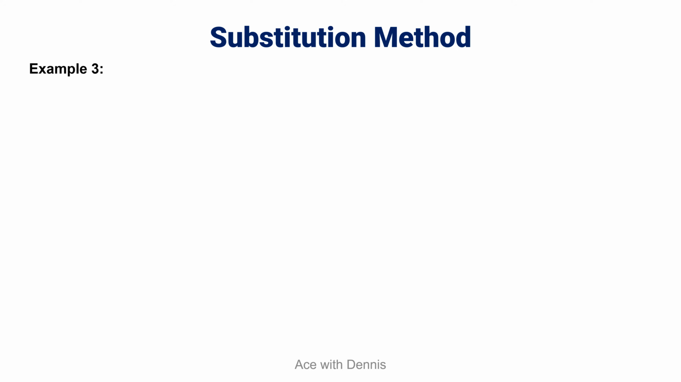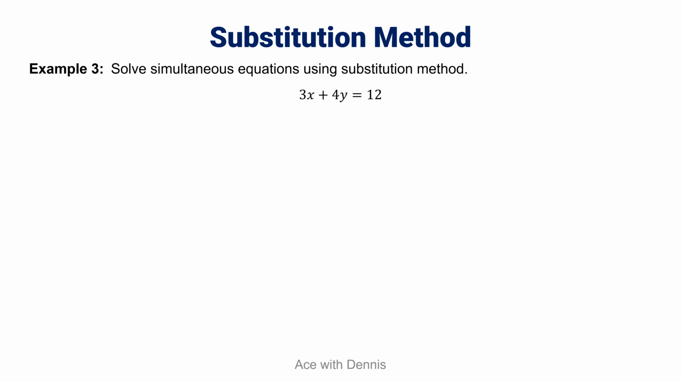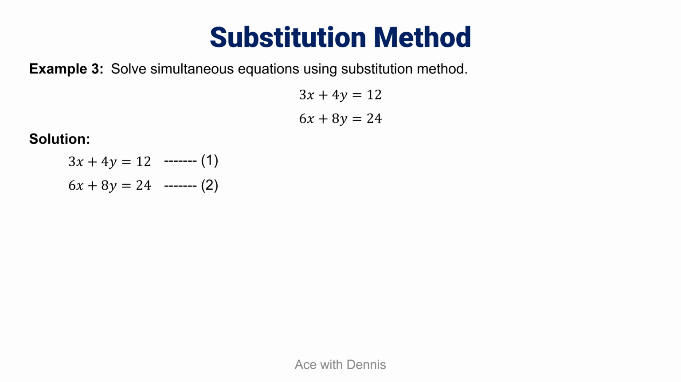And now, let's look at example 3 where there are infinite solutions and see what happens if I use the substitution method to find the answer. Solve simultaneous equations using the substitution method. The equations are 3x plus 4y equals 12, and 6x plus 8y equals 24. First equation, second equation, number them: equation 1, equation 2. From equation 1, let's say I have decided to eliminate the y. So for equation 1, I make y the subject. I have negative 3 over 4x plus 3. Then I name this as equation number 3.